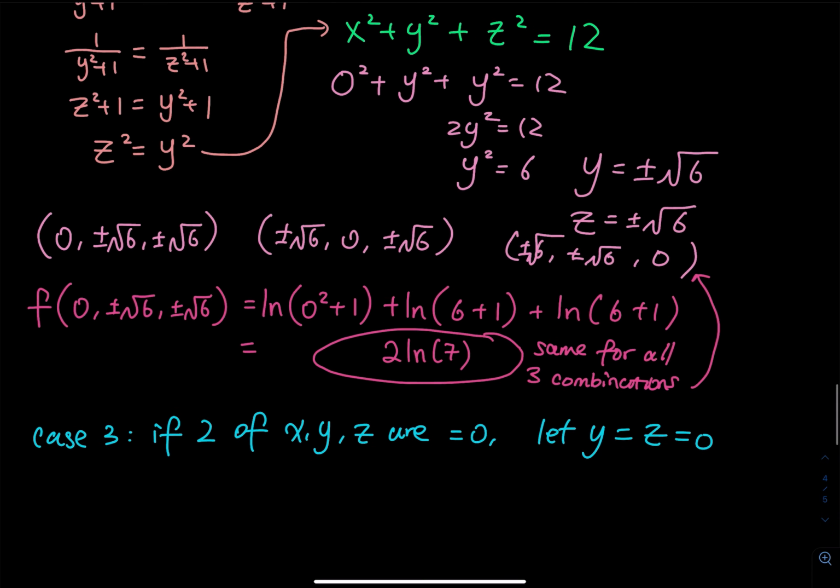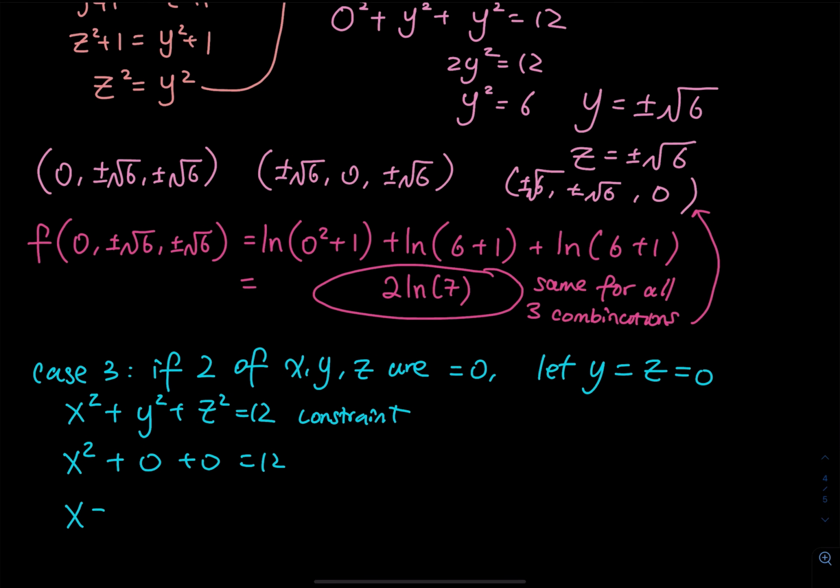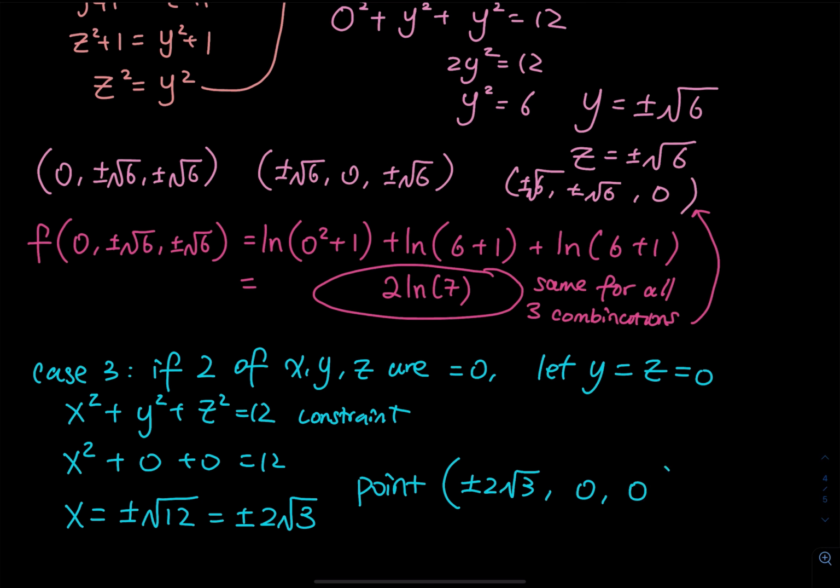And then the constraint is x squared plus y squared plus z squared equals 12. So that is my constraint. Since y and z are 0, then x squared plus 0 plus 0 equals 12. And then x is the square root of 12, but we have to include the plus or minus. Square root of 12 is square root of 3 times 4, that is 2 root 3. So that means we have a point when x equals plus or minus 2 root 3, and y and z are all 0.